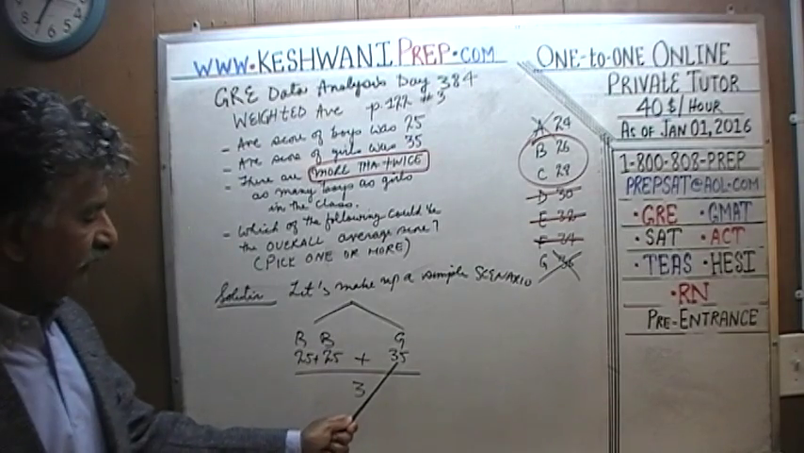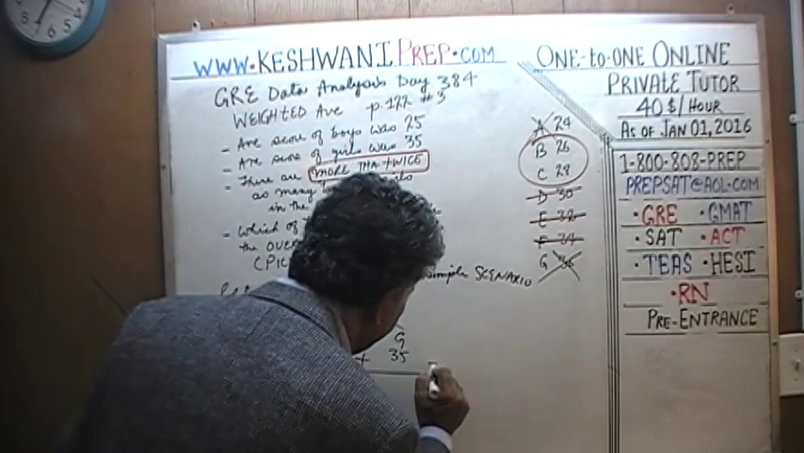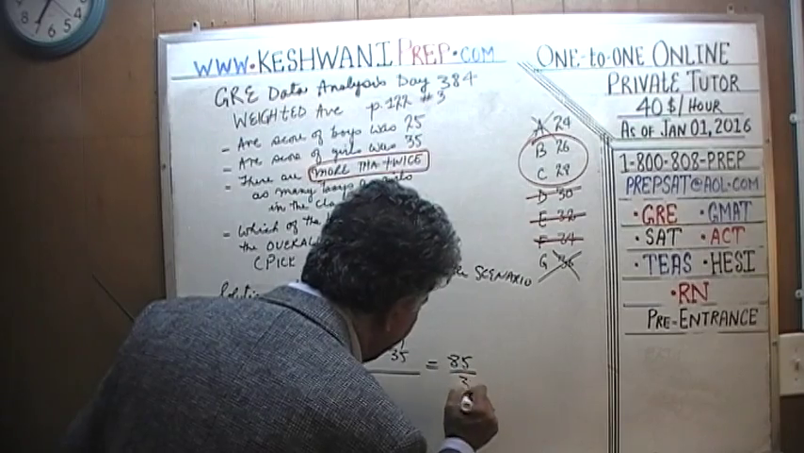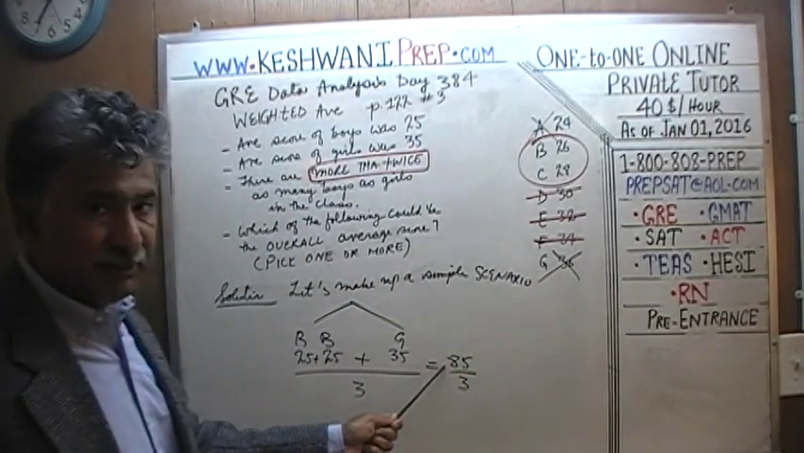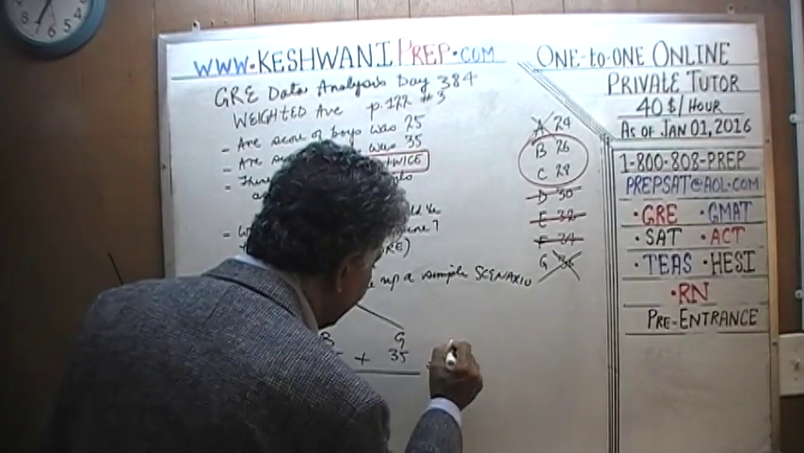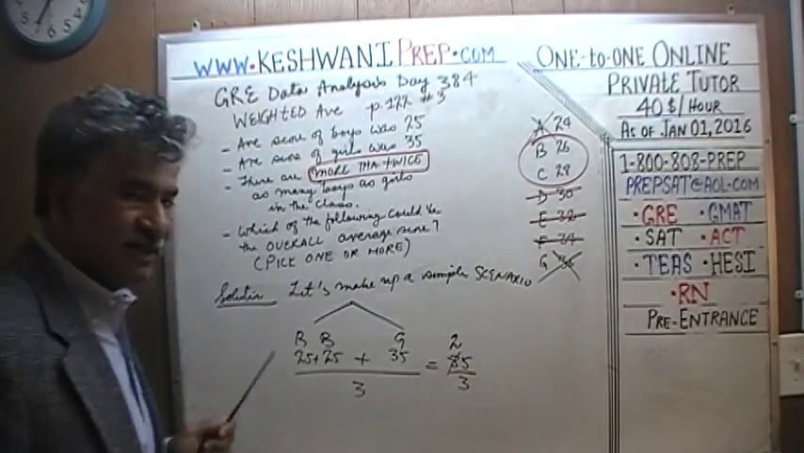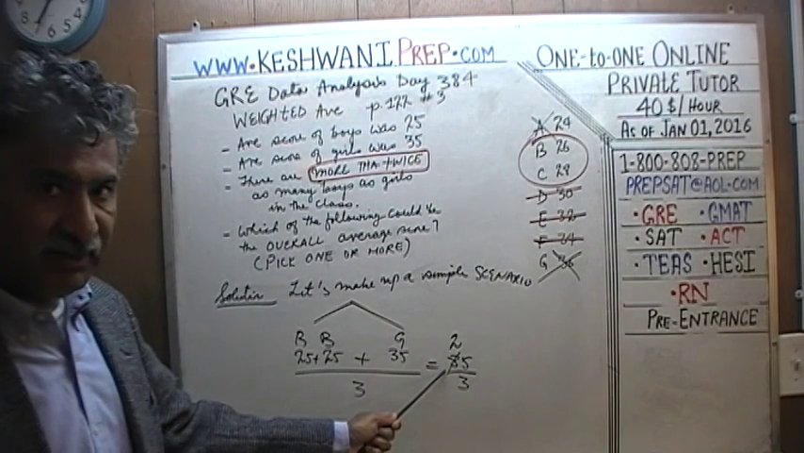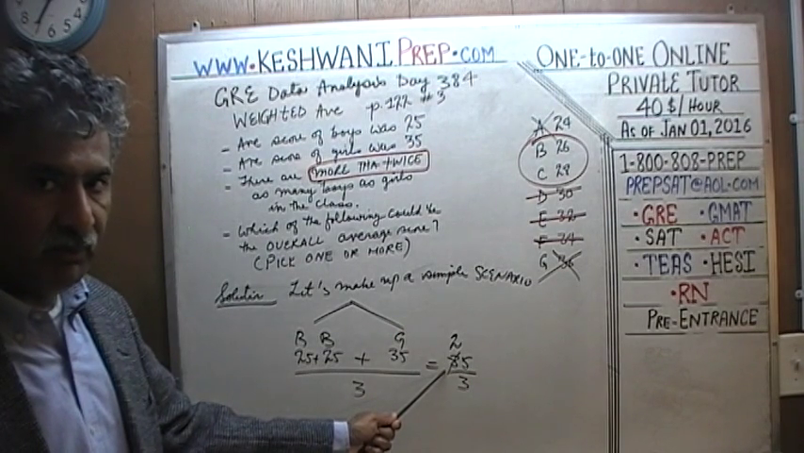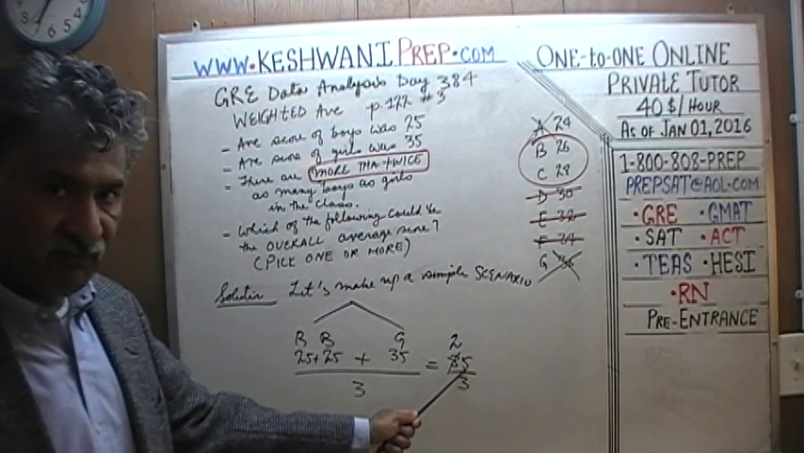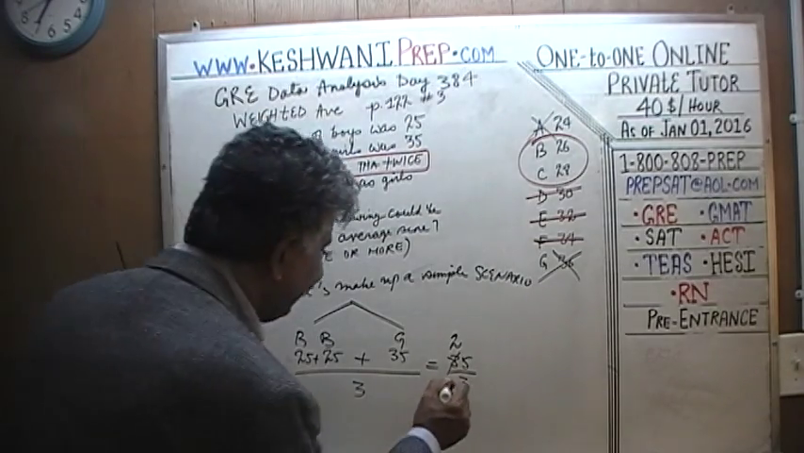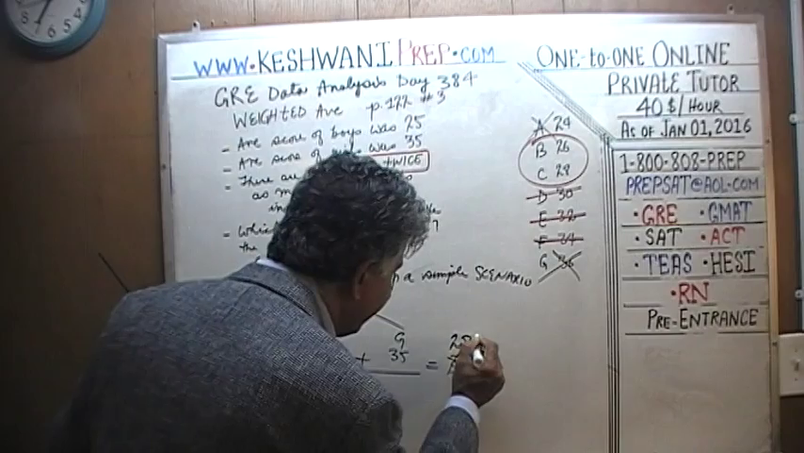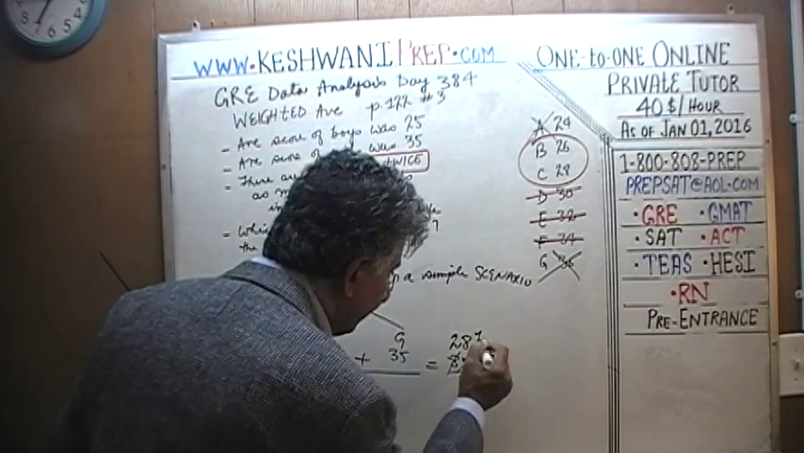25 plus 25 would have been 50. We have 35, so it's 85. 85 over 3. Let's see what that is, shall we? If you divide 85 by 3, 8 has how many 3's? 8 has 2 3's. 2 3's are 6. After we take away 6 from the 8, we have a remainder of 2. 2 goes and joins the 5 and becomes 25. And 25 has how many 3's? 25 has 8 3's. 8 3's are 24, with a remainder of 1. That 1 needs to be divided by 3.